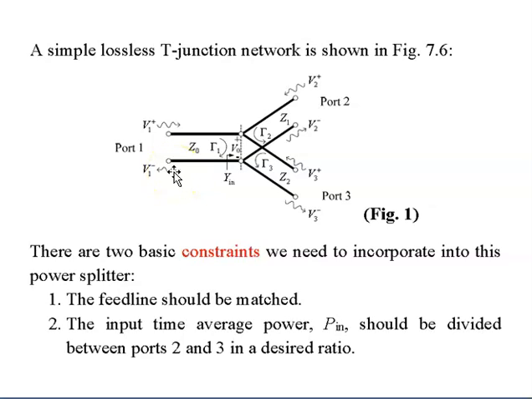So there are two basic constraints we need to incorporate into this power splitter. The first one, the feed line should be matched, over here between port 1 to port 2 and port 2 to port 3. Next, the input time average power P in should be divided between port 2 and port 3 in a desired ratio, meaning that the power that is incoming from port 1, which is P in over here, should be divided into some ratio between the power that goes into port 2 and port 3.